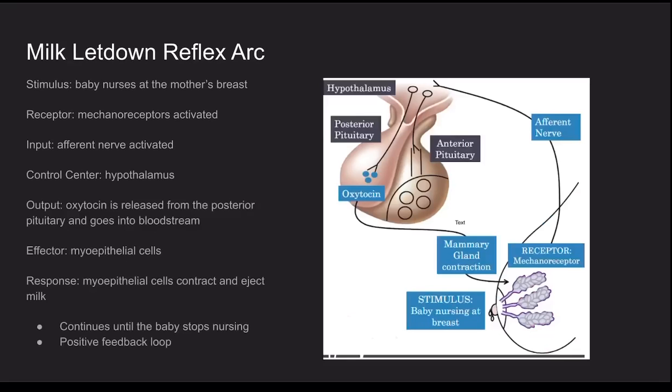From the bloodstream, oxytocin activates the myoepithelial cells. This activation causes the myoepithelial cells to contract and milk to be ejected. So this feedback loop will continue until the baby stops nursing. So if we think about this, this is an example of a positive feedback loop.